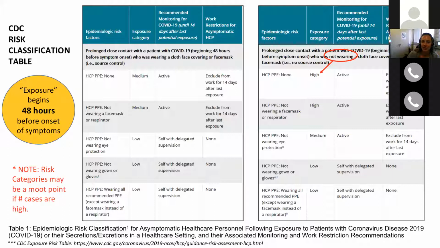And also notably, we're calling 48 hours before symptom onset the whole potentially infectious period of exposure, not simply once symptom onset starts. Next slide, please.